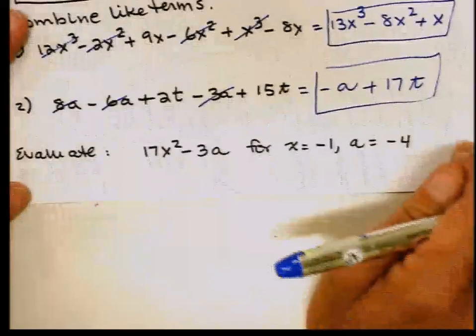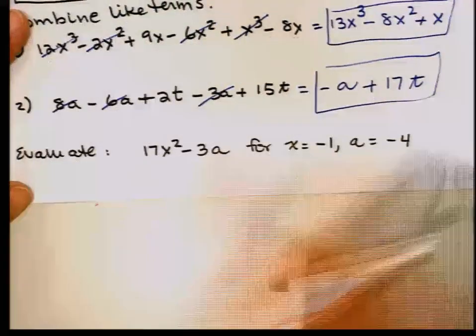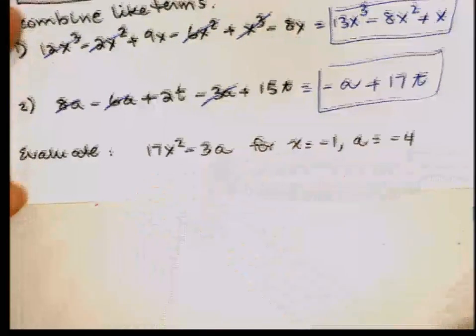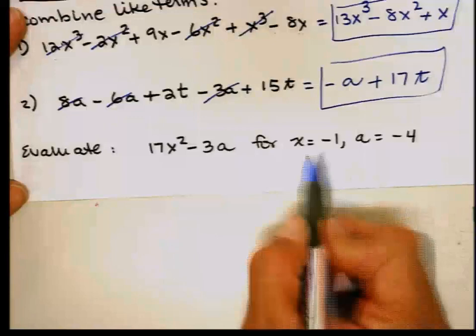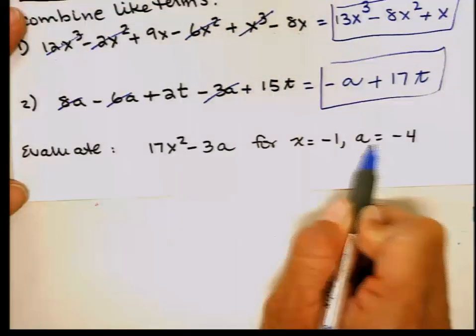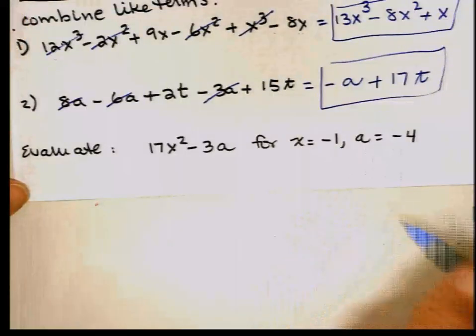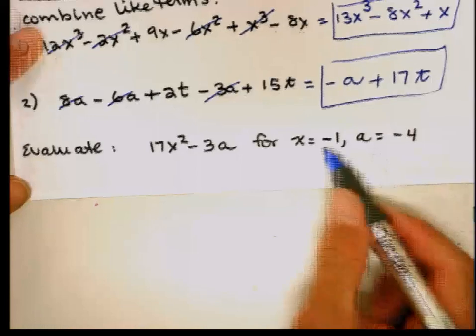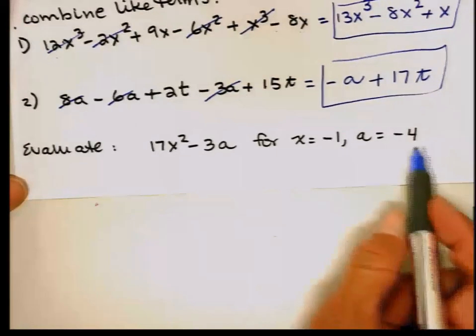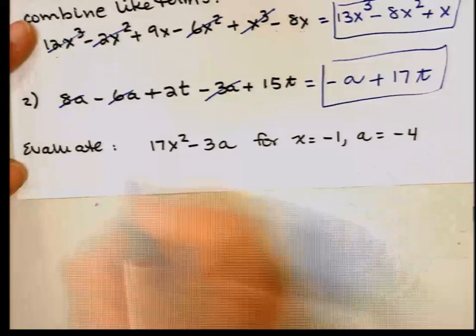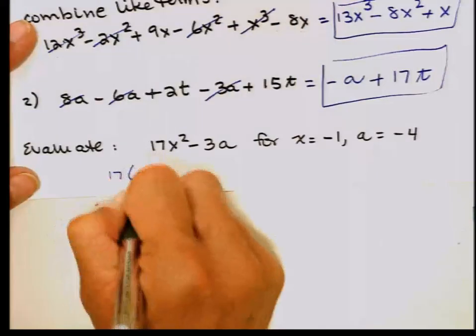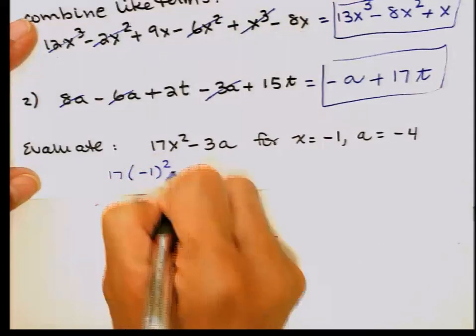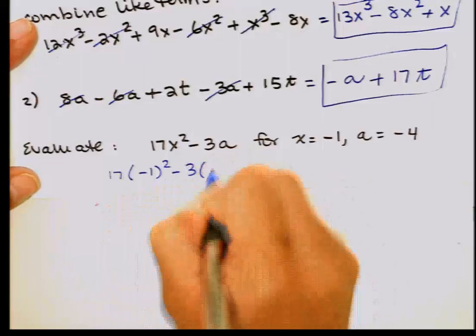Okay, last thing, let's evaluate. 17x squared minus 3a, for x equals negative 1, and a equals negative 4. So it matters where it goes, right? The negative 1 goes in for the x, and the negative 4 goes in for the a. So 17 times negative 1 squared minus 3 times negative 4.